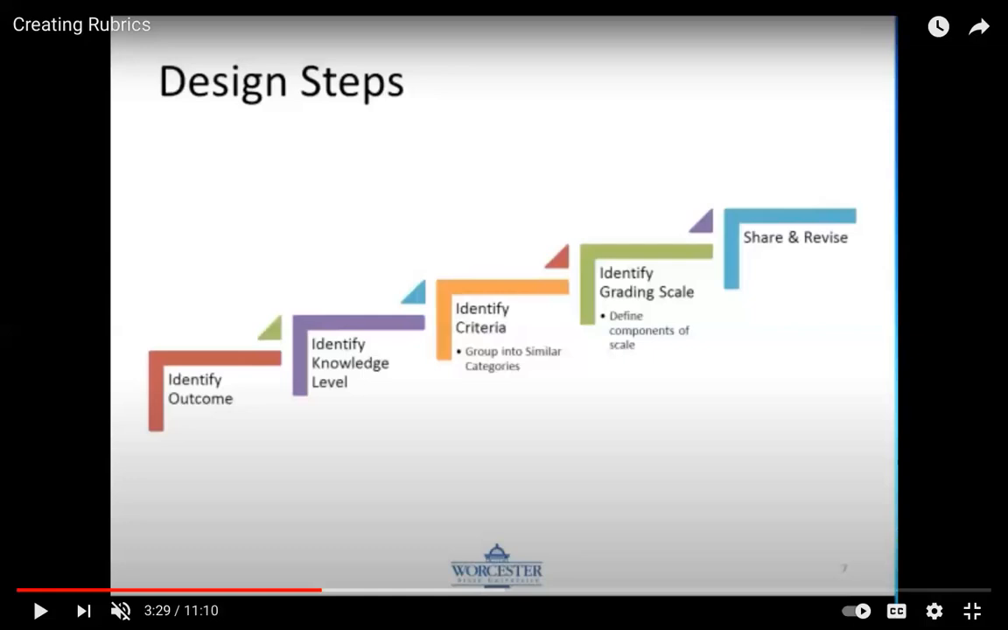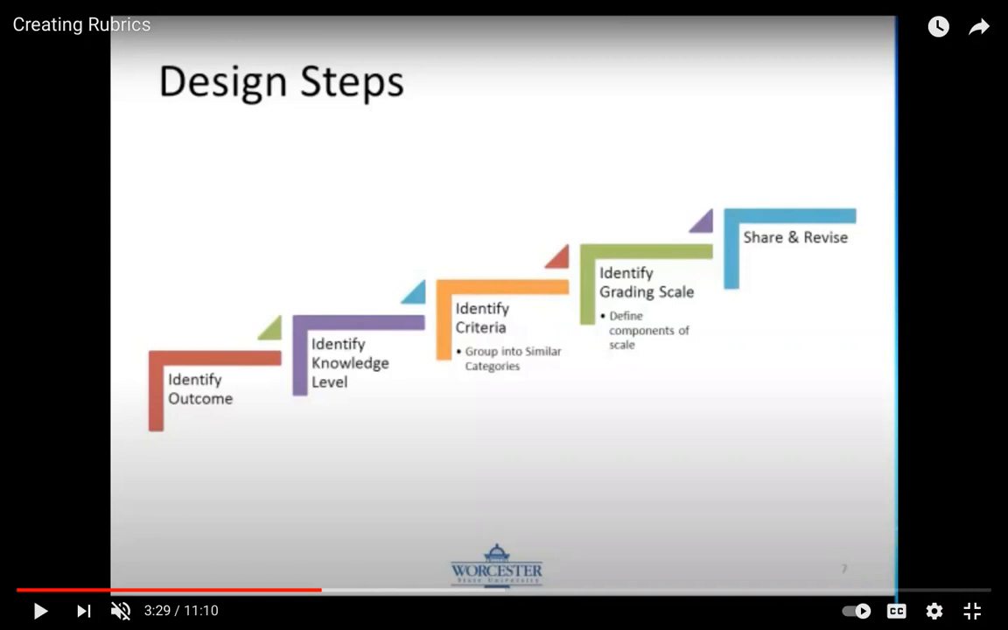Then you need to identify the knowledge level. You want to be as specific as possible in determining what it is that you really want to measure. What type of knowledge, what specific area or aspects. For example, reading: you have reading comprehension, reading for main ideas, reading for gist, reading for different reasons. You want to make sure that you measure only one specific knowledge level.